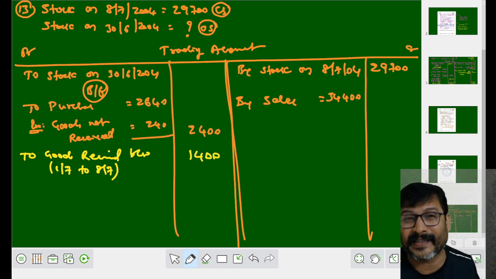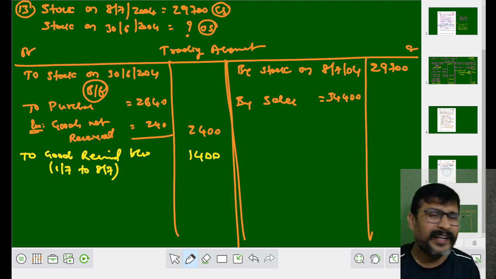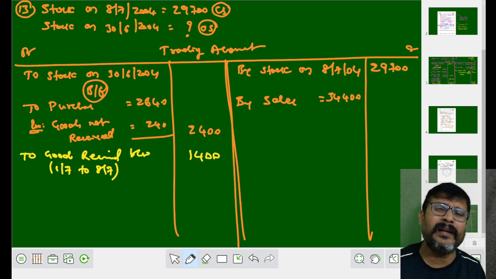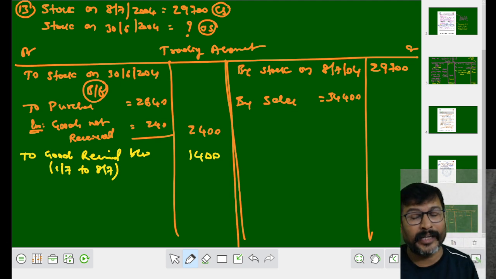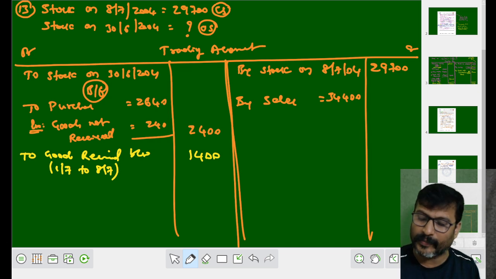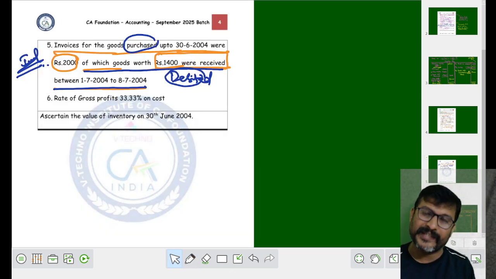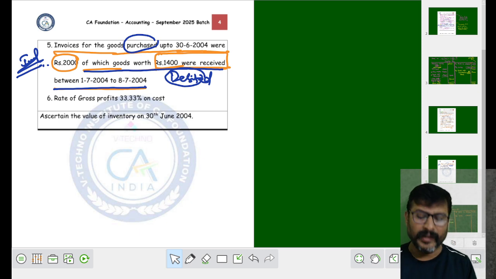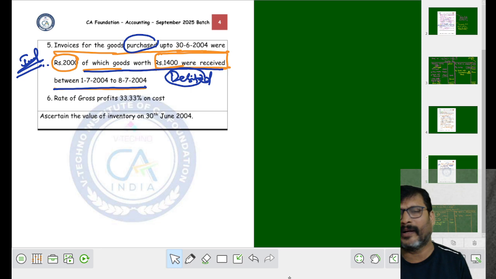The remaining 600 goods were not received. Leave it, because the goods are not received, right? They are not available physically in your inventory, not available physically in your storeroom. That's why we are not supposed to take the goods which are not received. We have taken only goods received. Another way: out of 2,000, 600 not received, you have to subtract it. 1,400 we have to take.